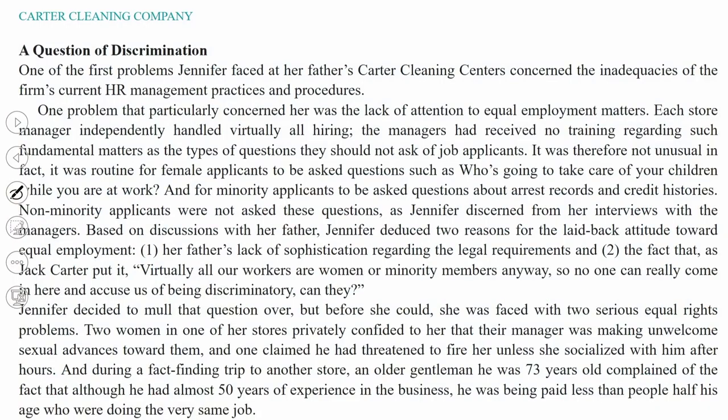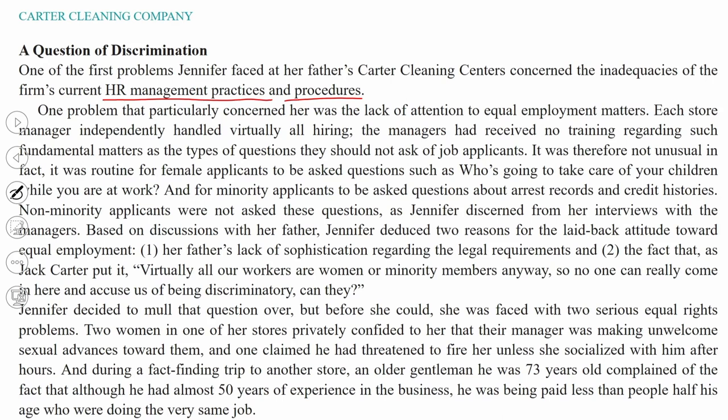So before concluding, I would try to take a small case from the textbook, just to understand what we have discussed. This case will show you where we stand specifically in terms of what diversity is and what inclusion is. Let's look into this. A question of discrimination. One of the first problems Jennifer faced at her father's carpet cleaning centers concerned the inadequacies of the firm's current HR management practices and procedures.